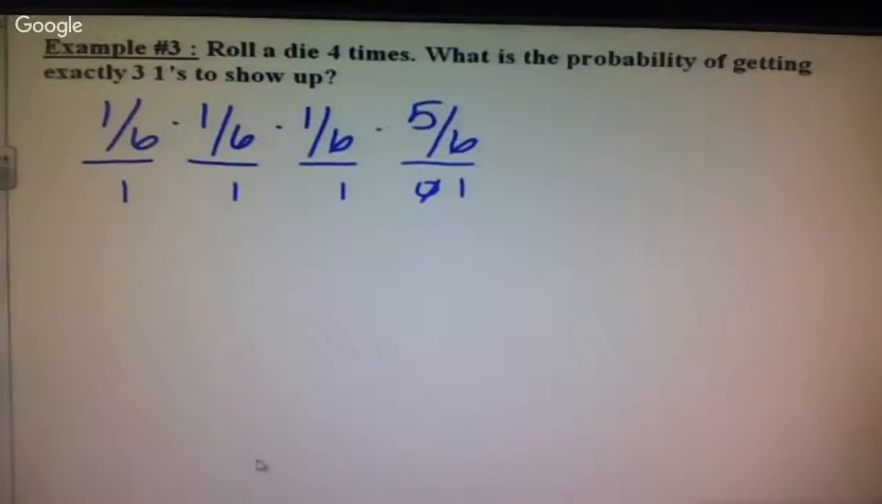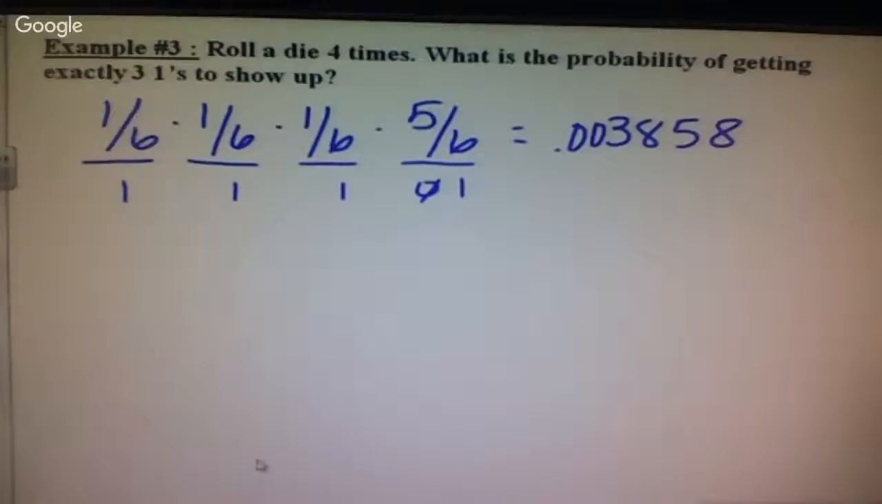Okay, so you would multiply this together and you would get 0.003858. Okay, this is not your answer though. Think about it. It tells you you want exactly 3 ones, but what doesn't it tell you? We took the number of rolls into consideration, 4 times.